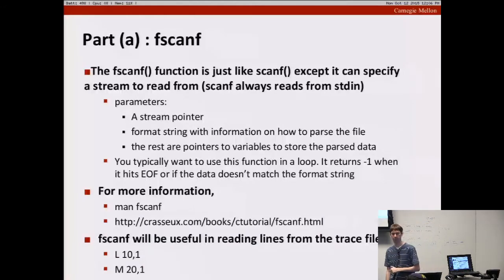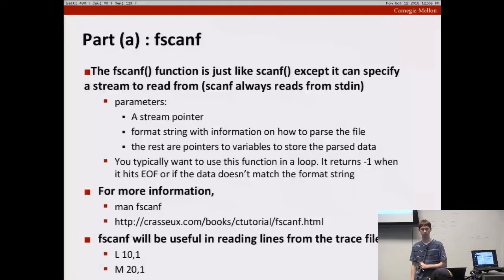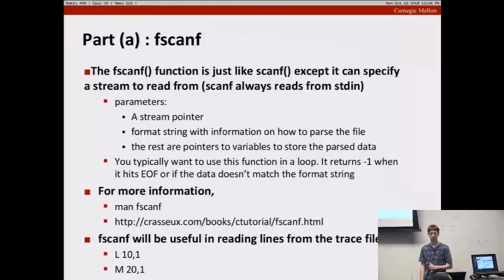Yes? Quick question. If I do percent character, will the first one get the space? If it's like space C? If it's space C, then yes. Okay.